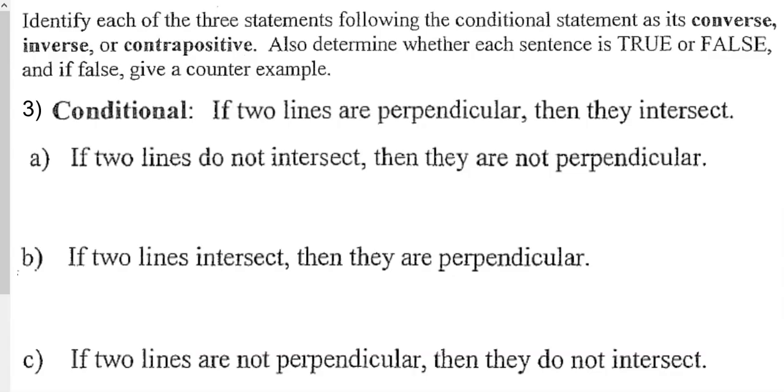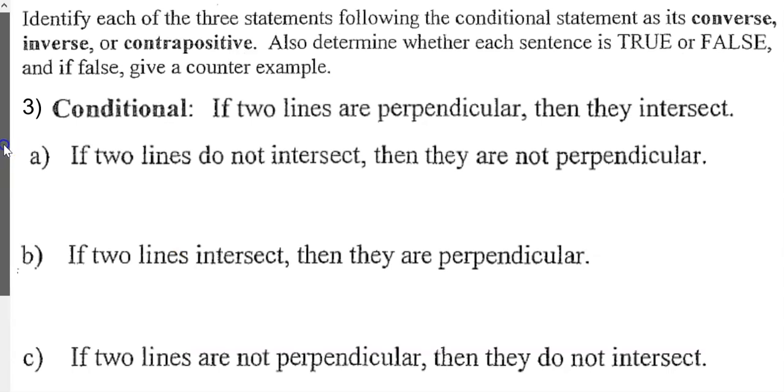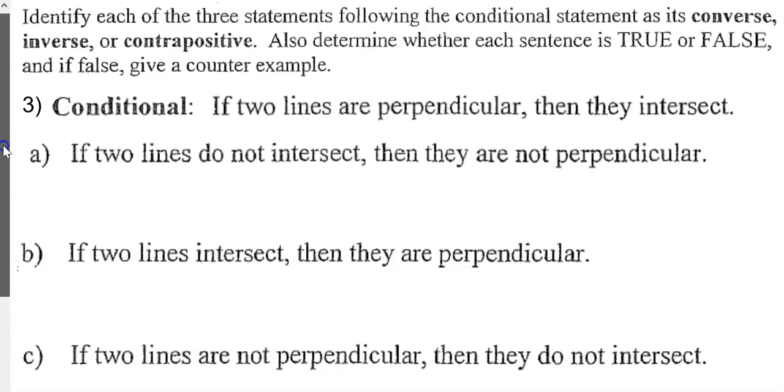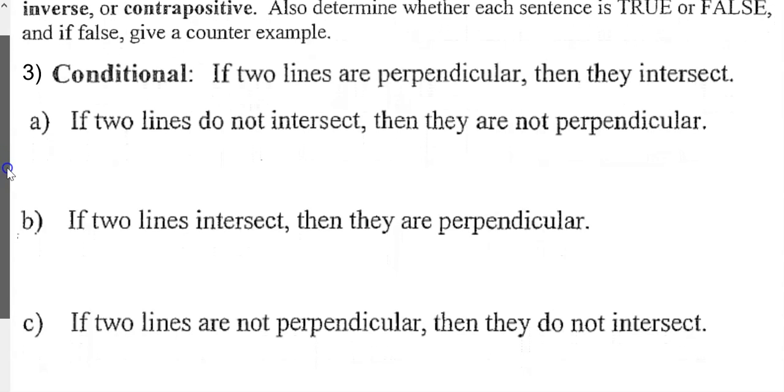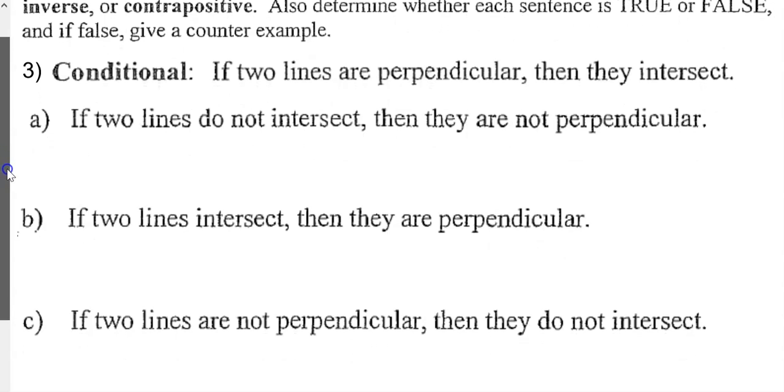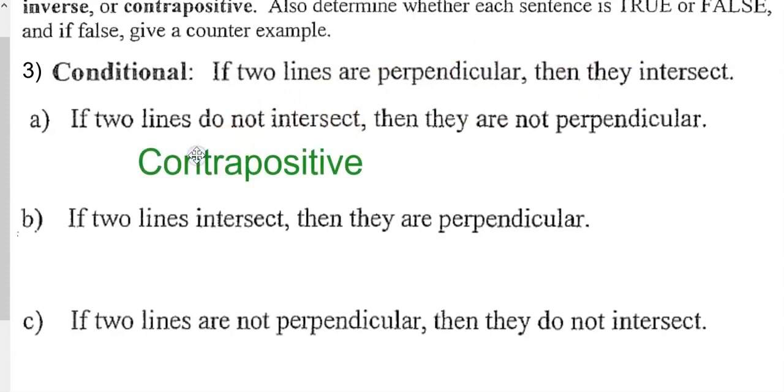Okay? So let's go through number 3 here. I don't know why I skipped from 1 to 3, but I did. So let's see. We identify each of these statements following the conditional statement as, what is it? Converse, inverse, or contrapositive. Then we're going to state whether or not it's true or false. Okay? So in this first one here, it says if two lines are perpendicular, then they intersect. That's our conditional.